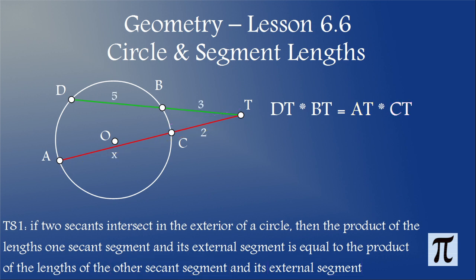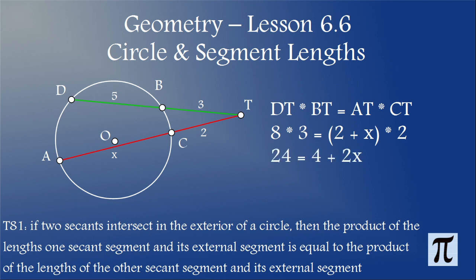So again, another example. In this case, we need to be careful. DT is the entire length of the secant. So looking at the figure, you have to add the 5 and the 3 together to get the entire length of DT. Then you multiply it by the external segment of that secant, which is 3. Likewise, for AT, the entire secant, it's going to be 2 plus x, the thing we're trying to figure out. You need to multiply that entire quantity by the length of the external segment CT.